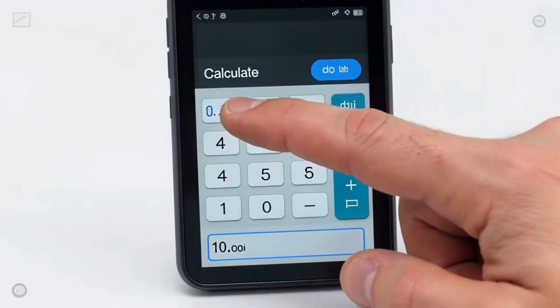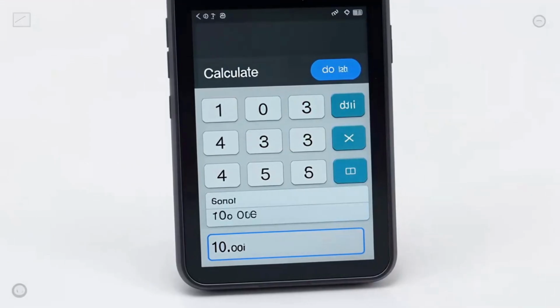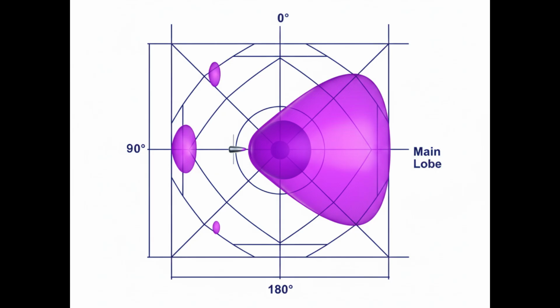After clicking Calculate, the result shows antenna gain equals 10.00 dBi. This represents the logarithmic gain of your antenna system based on the power ratio input.